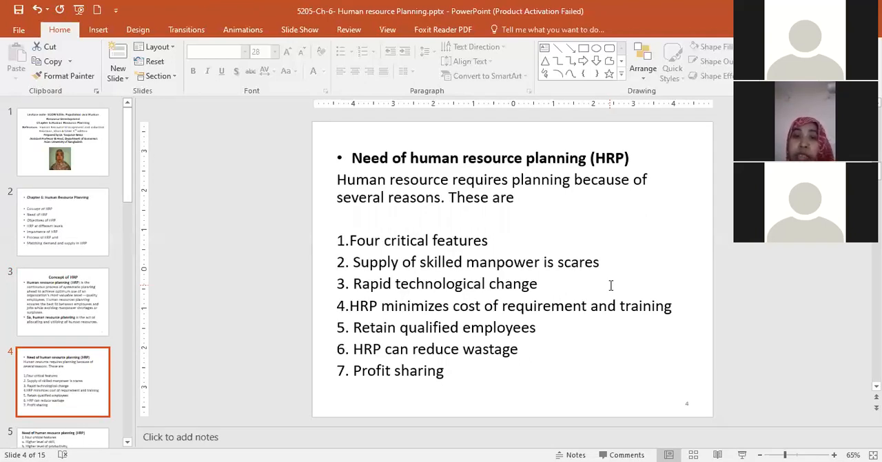So human resource planning minimizes two costs: recruitment cost and training cost. Okay. And number five, retain qualified employees. And number six, HRP can reduce wastage. Human resource planning can reduce wastage. And number seven, profit sharing. Okay. So now I will discuss these reasons. Why do we need human resource planning? I will explain these reasons briefly.